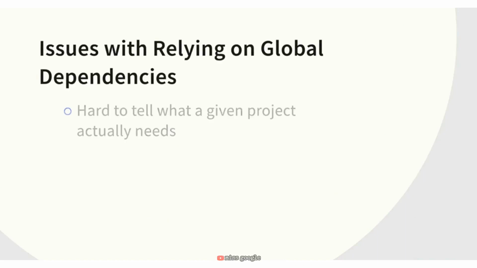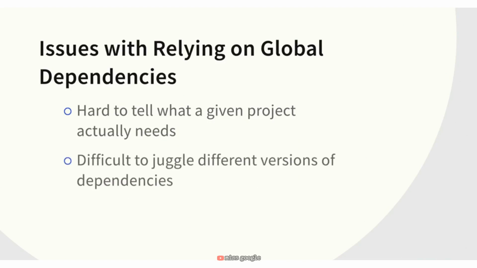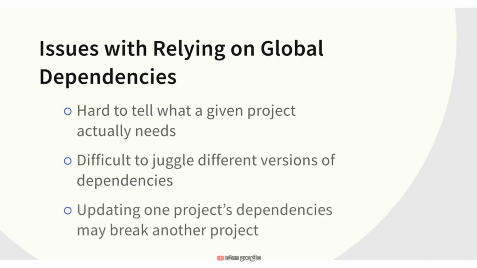First, it's hard to tell what a given project actually needs. Your requirements.txt file is going to be huge, as it includes everything you've ever downloaded for any work you've done. It's a difficult task to juggle different versions of dependencies. If one project needs a specific version, the other needs a different one. It's also risky because now updating one project's dependencies could potentially break another project.